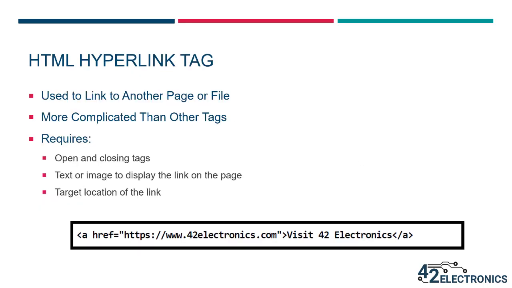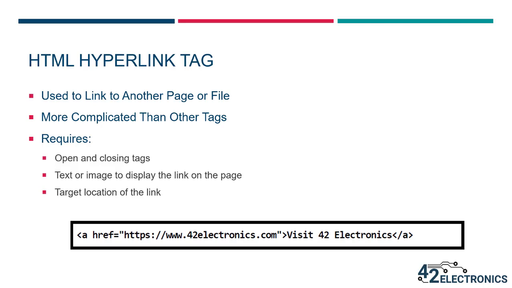All right, let's talk about the hyperlink tag. This tag is used to create a link to another page or file. And unlike the tags we just looked at, the hyperlink tag requires more than just an opening and closing tag. So this tag also needs the text or the image that will be used to display the link on the page, as well as the target location of the link. So it's just a little bit more complicated to set up.